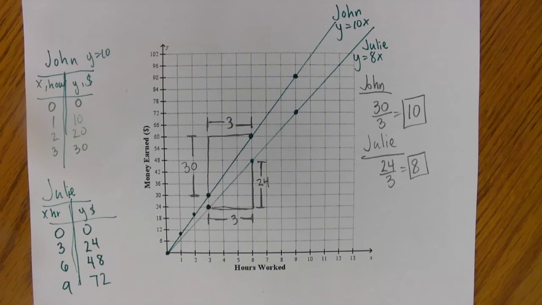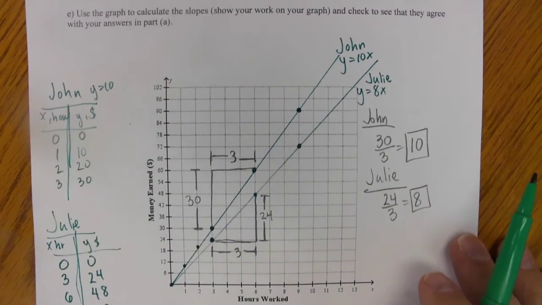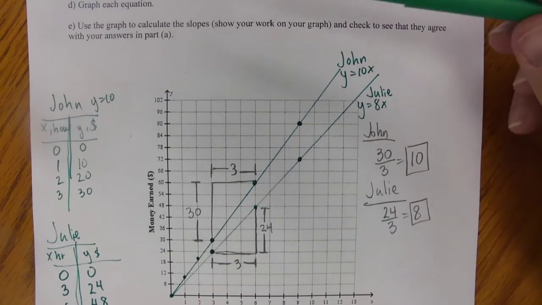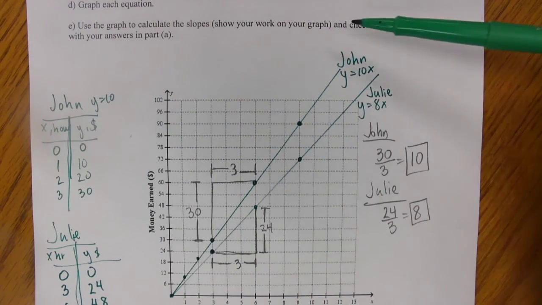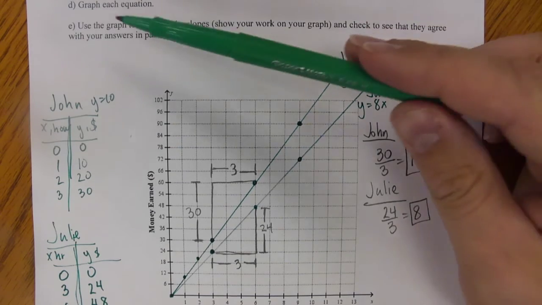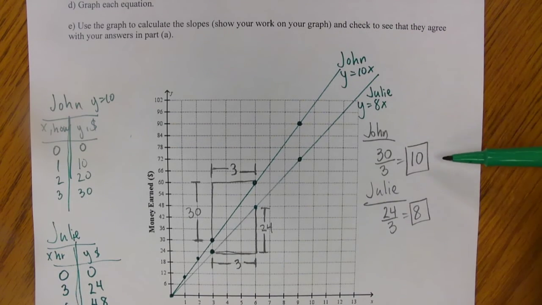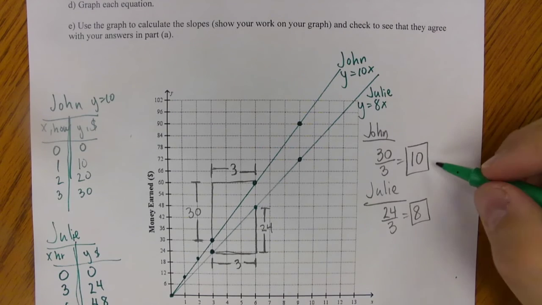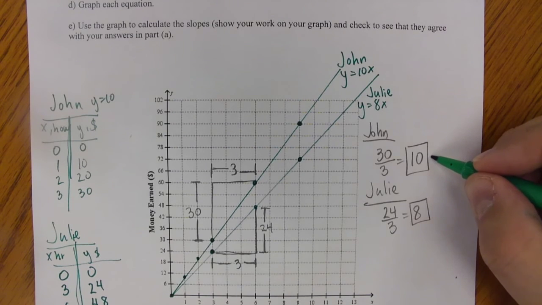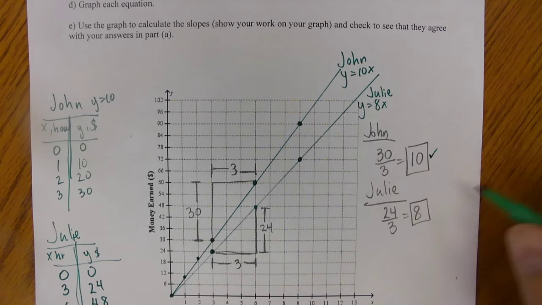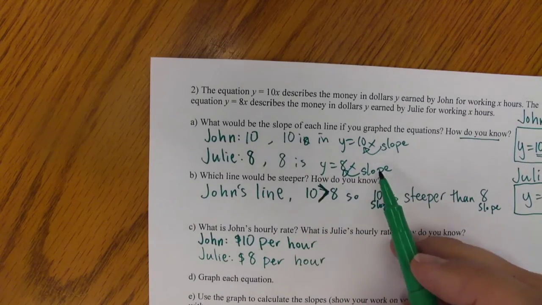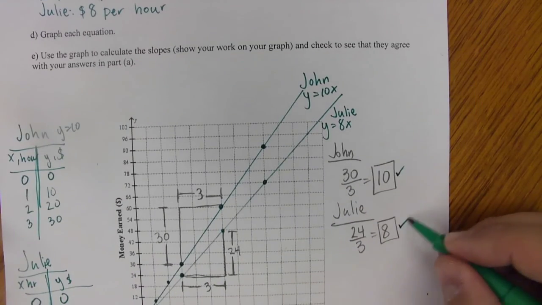Didn't we already know that? In fact, the problem here says, use the graph to calculate slopes. Show your work on the graph. There is the work nicely shown. And check to see that they agree with your answers from part A. Do the answers agree? Did we get 10 for John's slope? Yeah, and now we know it from the graph as well, so we've gotten it twice. Did we get 8 for Julie's slope? Yeah, we did. We decided that the slope was 8 because it's the 8 in the y equals 8x.